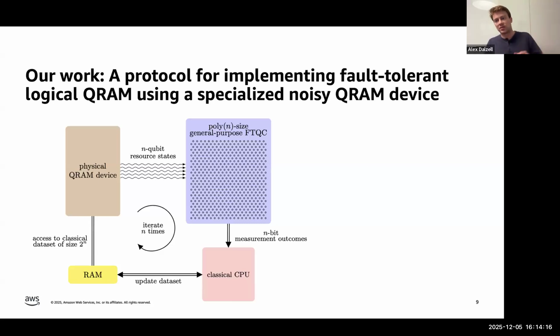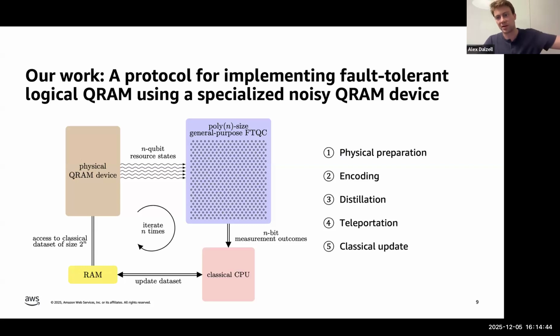Our protocol, first of all, is going to have a few components. We're going to have our physical specialized device that performs QRAM, shown in brown here. We're also going to have a normal fault-tolerant quantum processor that only has polynomial in n size and can perform fault-tolerant computation. Additionally, we'll have a classical computer which can talk to the quantum computer, receive measurement outcomes, and react adaptively to instruct the protocol on what to do next.